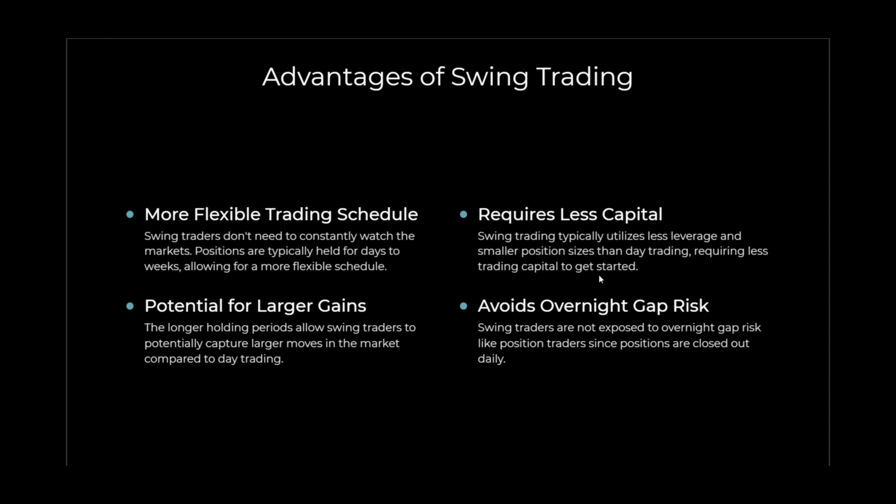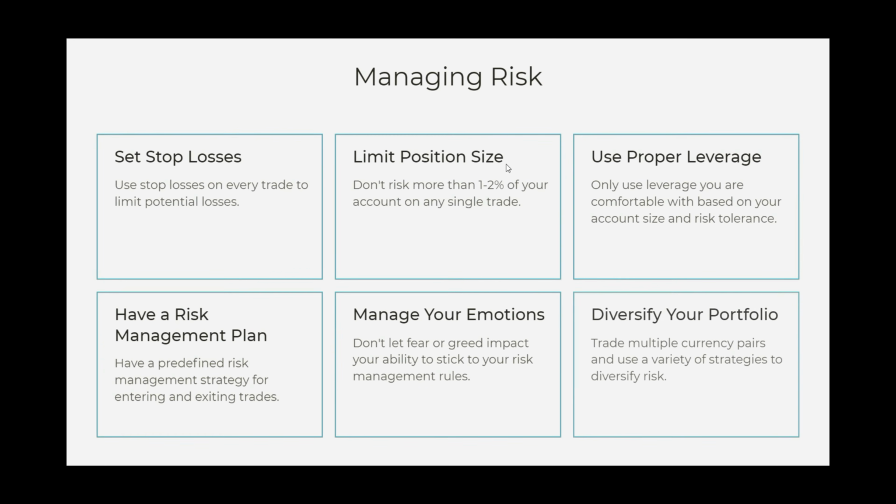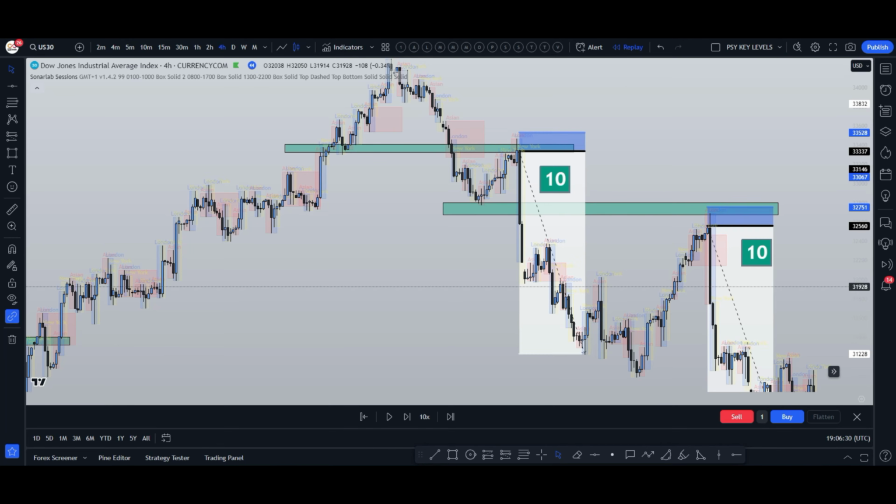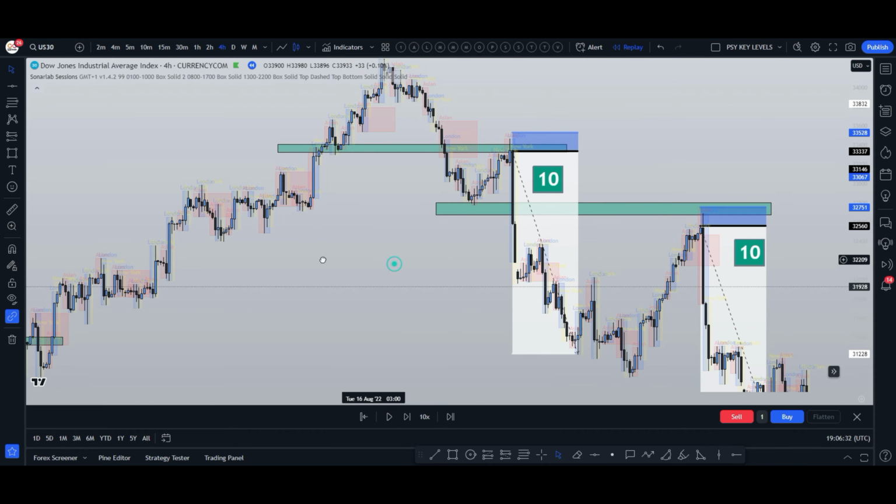Requires less capital. Swing trading typically utilizes less leverage and smaller position sizes than day trading, so it requires less trading capital to get started. Avoids overnight gap risk. Swing traders are not exposed to overnight gap risk like position traders, since positions are closed out daily. So these are ways to manage risk: set stop losses, limit position size, use proper leverage, have a risk management plan, manage your emotions, and diversify your portfolio. So without wasting any time, let's just go straight into this.